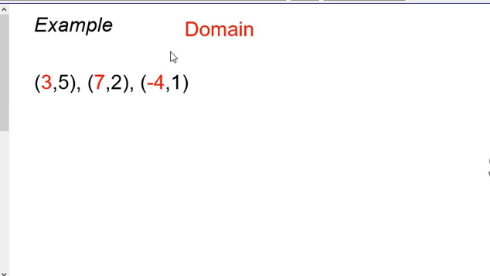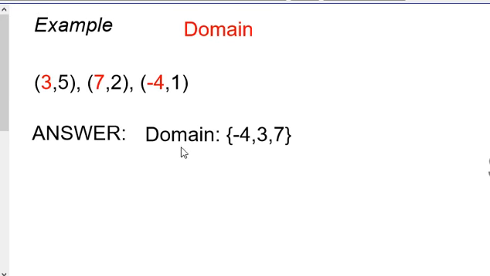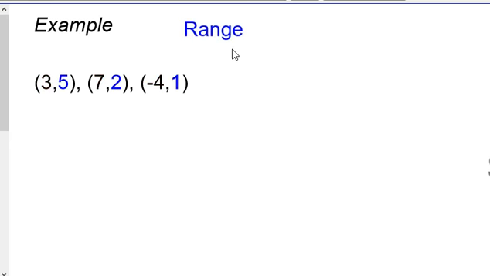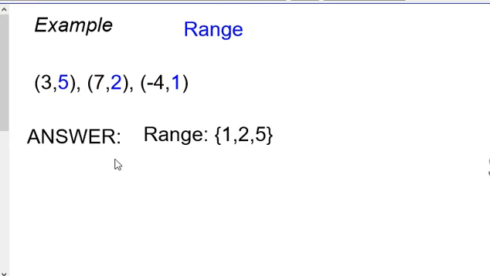An example. So here's 3 points on a graph: (3, 5), (7, 2), and (-4, 1). All of the x values, 3, 7, and -4, are going to be the domain. That's simple. There they are. The answer is the domain is -4, 3, and 7. The range, on the other hand, is all the possible outputs, all the y's, 5, 2, and 1. So the answer for that's going to be range is 1, 2, 5.